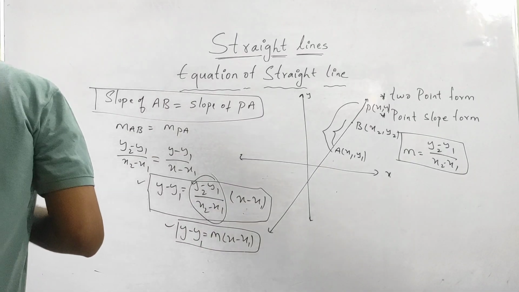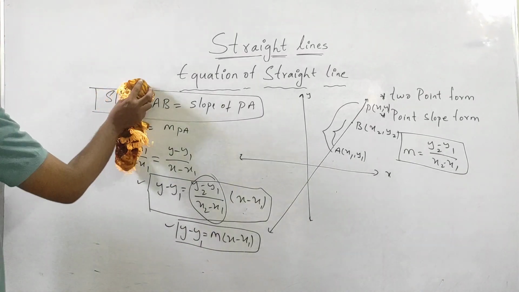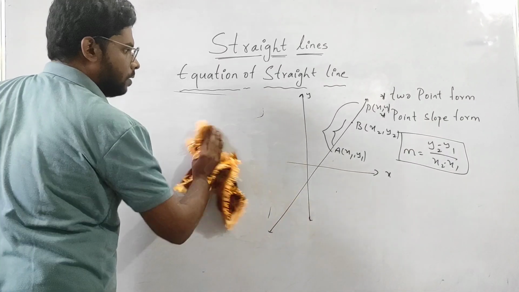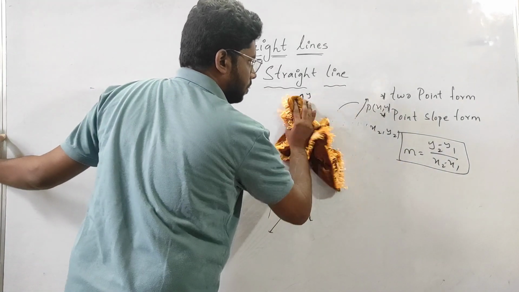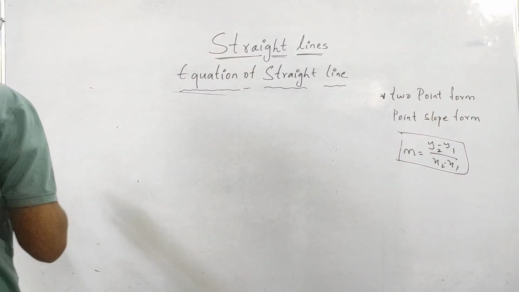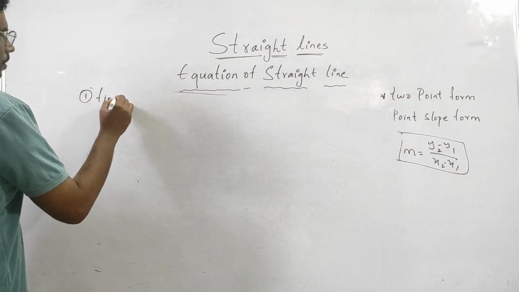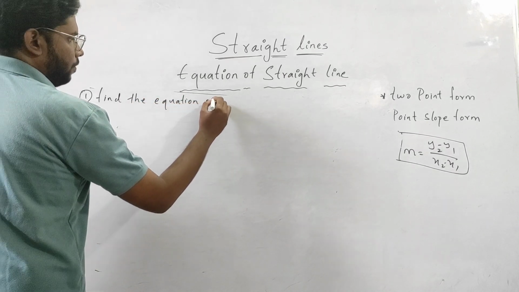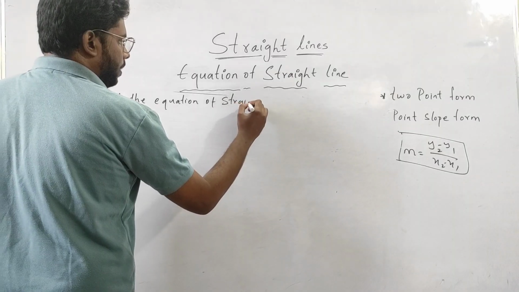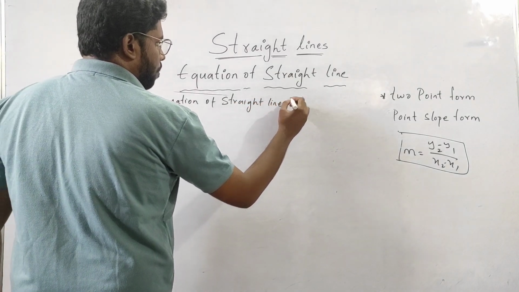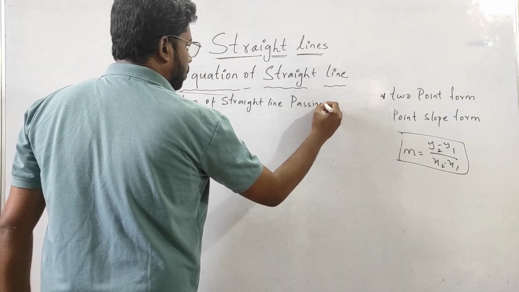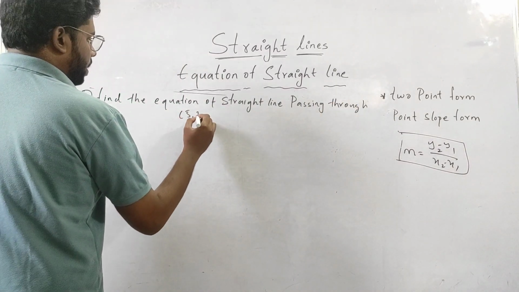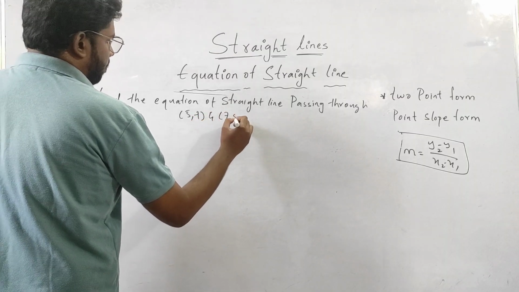So now let us take one example and find the equation of the straight line. Now let us see the question. Find the equation of the straight line passing through 5, 7 and 7, 5.